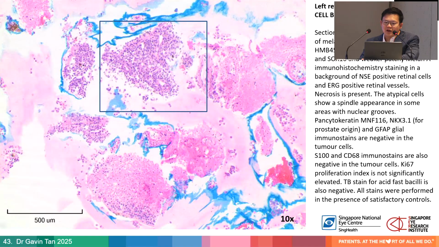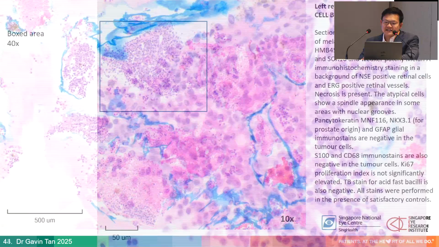This first block, I think, was from the deeper tissue, where it shows clusters of atypical cells of melanocytic origin. Most of the stains, S100 and CD68, were negative. The Ki67 proliferation index was really borderline. Our pathologist didn't feel it was significantly raised. And just because of the QuantiFERON, we also stained for acid-fast bacilli, which was all negative.